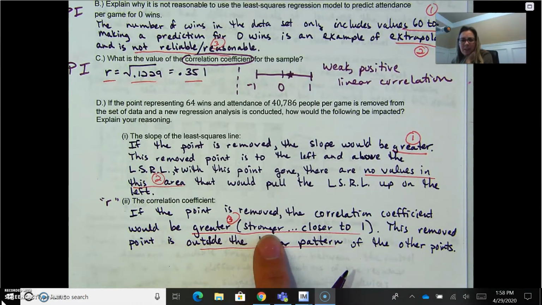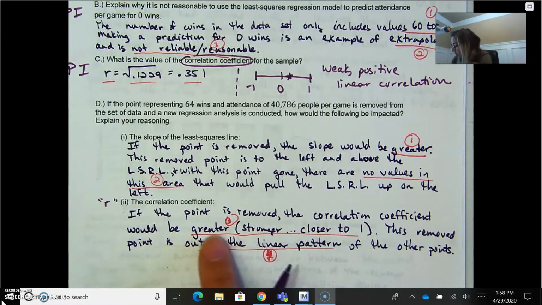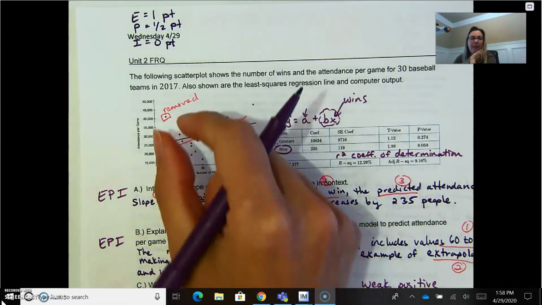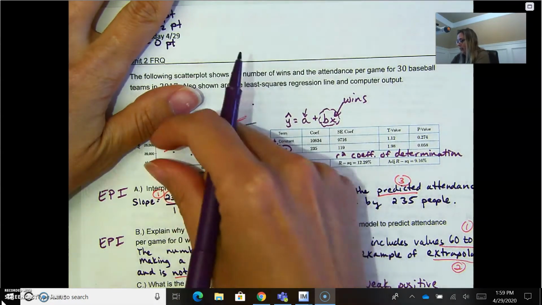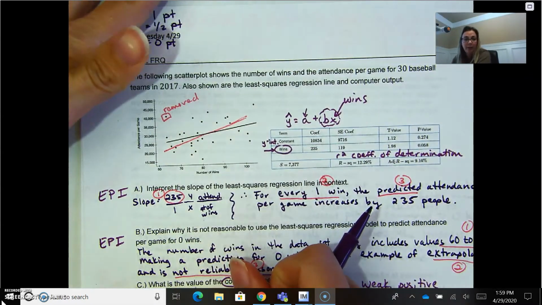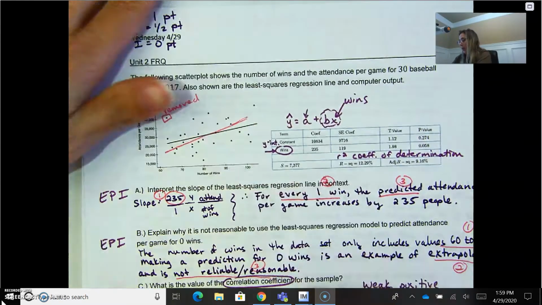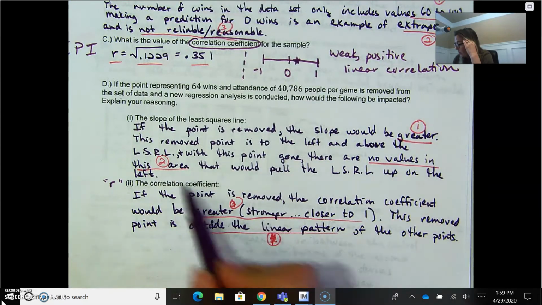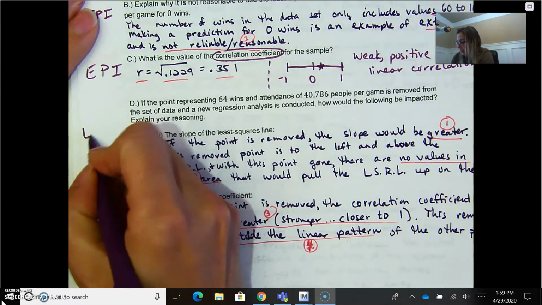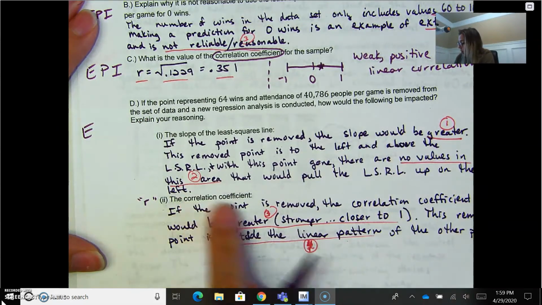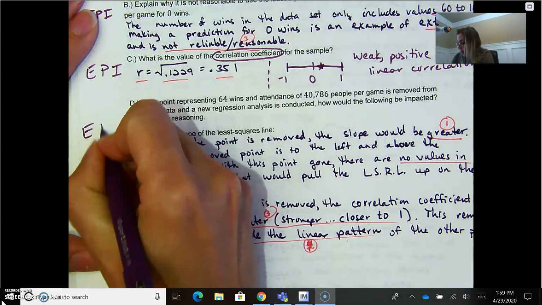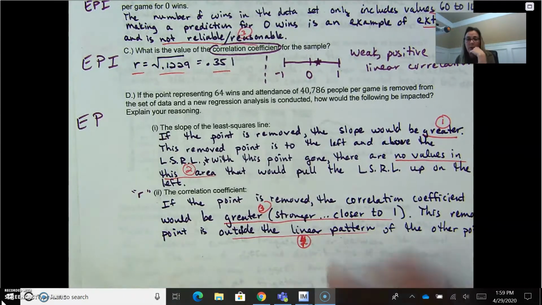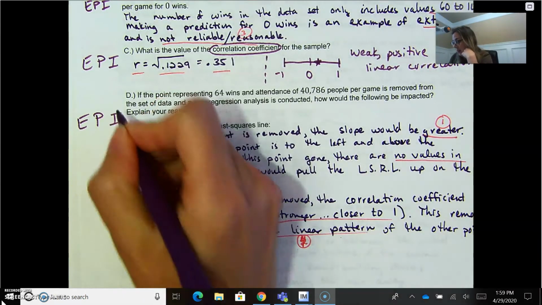So I put all these different ways you might have worded it. You don't have to say all, right? Pick your favorite. This removed point is outside the linear pattern of the other points, right? So if we get rid of it, that's going to make your scatter plot more strong. It's going to strengthen it. Okay, so notice 1, 2, 3, 4 things for D here. To get an E, you had to point out all 4 things. Partial credit, you only did 2 or 3 of those things, and incomplete if you weren't able to get there.